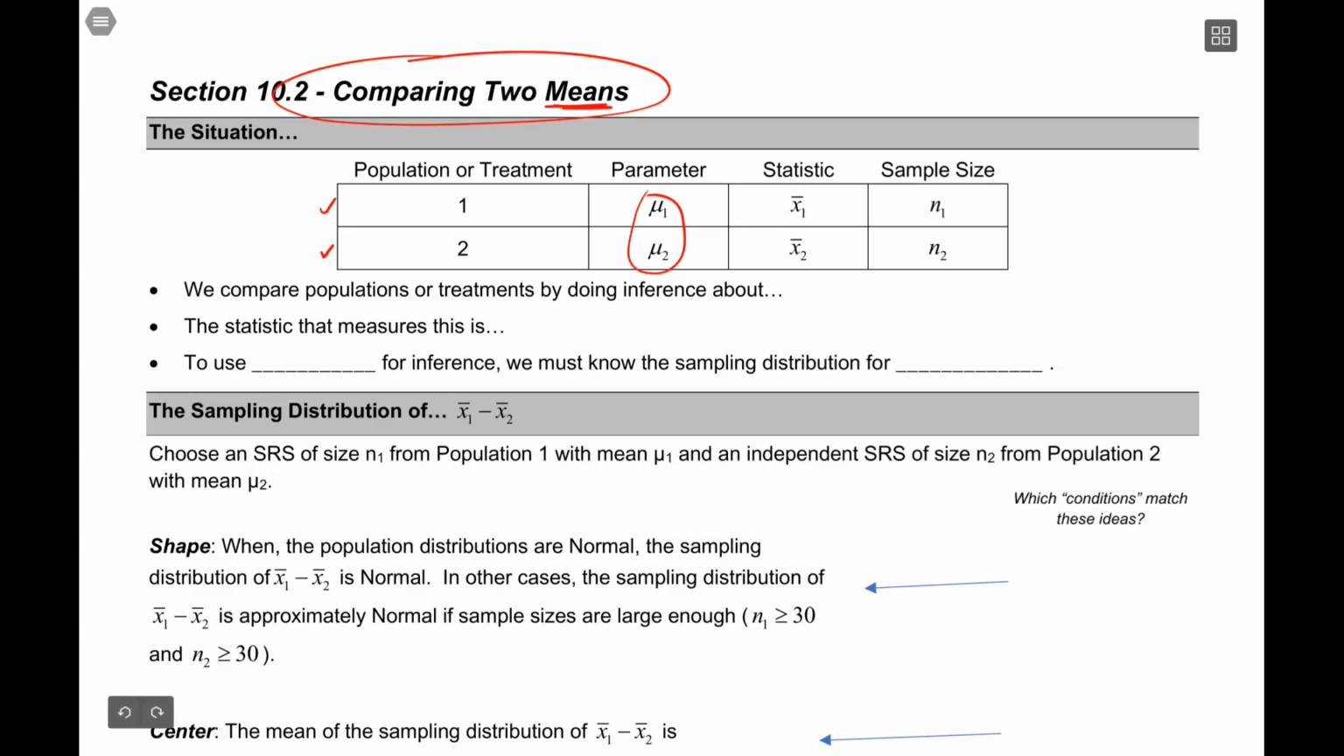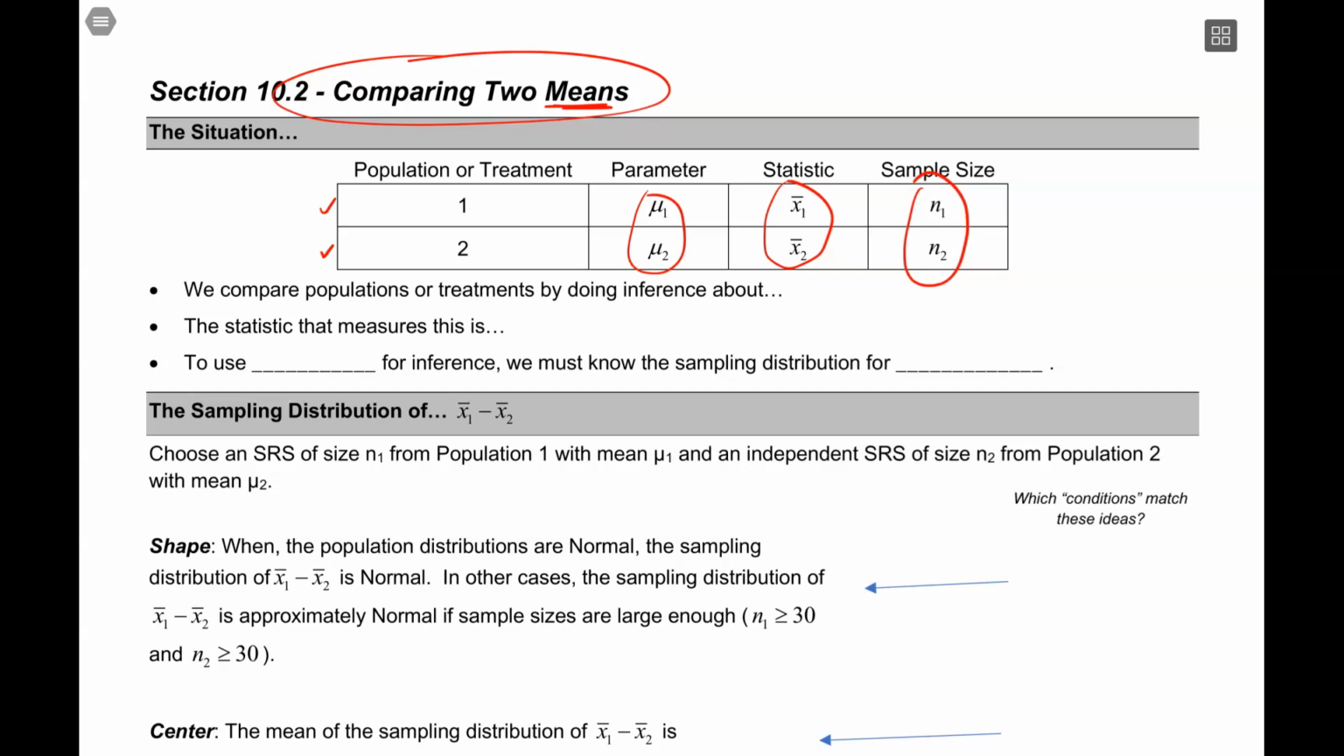The statistic that represents those two samples would be x bar 1, x bar 2, and then the sample sizes are n1 and n2 respectively. You're going to see a lot of parallels between what we're going to do in this section and what we did in 10.1, which was comparing two proportions.